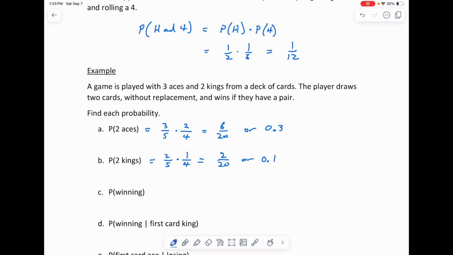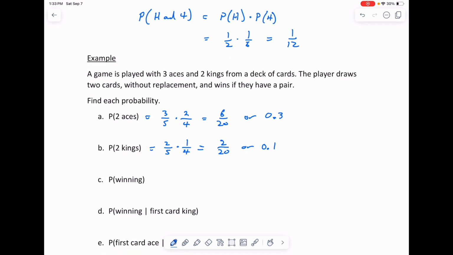So at this point, I guess I'll stop here, because the next one is the probability of winning, right? So what is the probability of winning? Well, the probability of winning is the same as the probability of 2 aces or 2 kings, which is the probability of 2 aces plus the probability of 2 kings. Well, we just found that. Probability of 2 aces was 0.3. Probability of 2 kings is 0.1. So you have a 40% chance of winning this game.